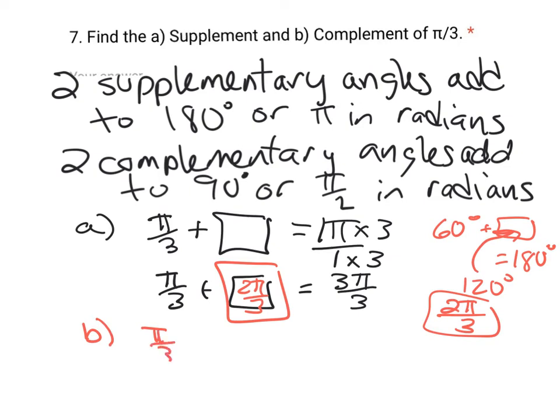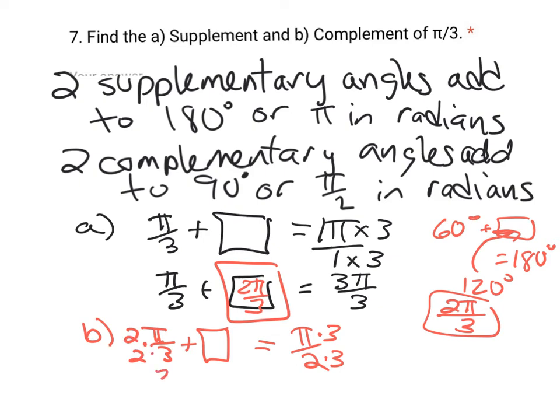Complementary angles add to 90, or in radians, pi over 2. 180 over 2 is 90. And now here, I'm going to get a common denominator between my pi over 3 and my pi over 2. So I'm going to multiply this denominator by 3, so I need to multiply the numerator and denominator by 3. And then this fraction needs to be multiplied by 2 so that I get my common denominator.